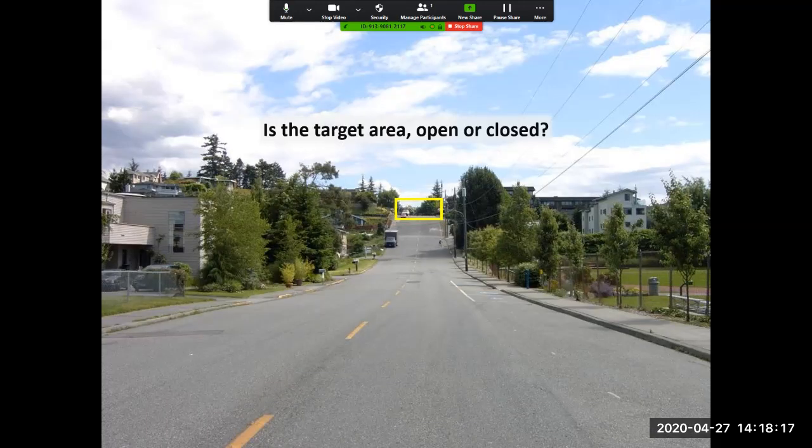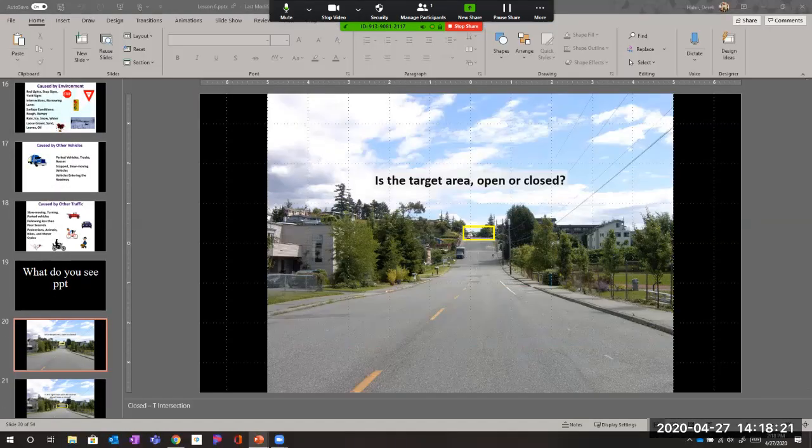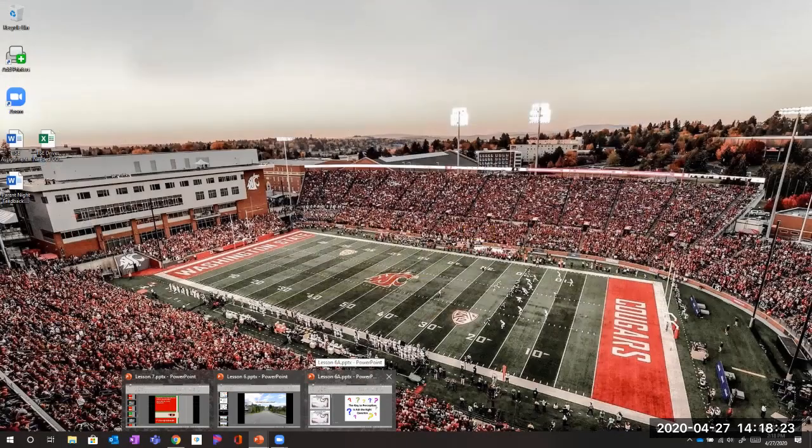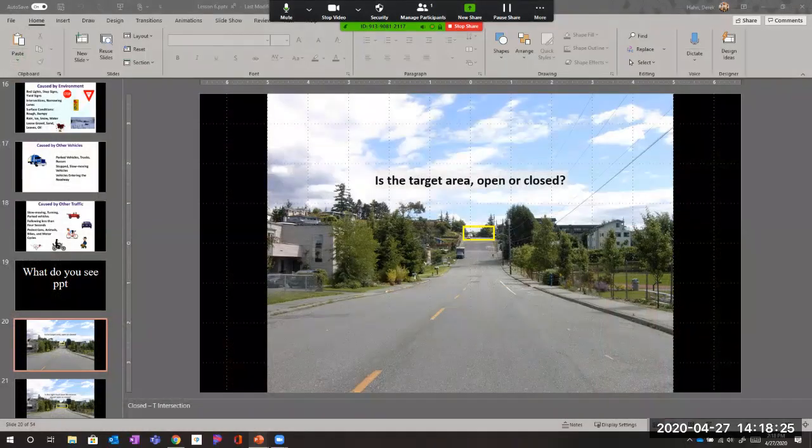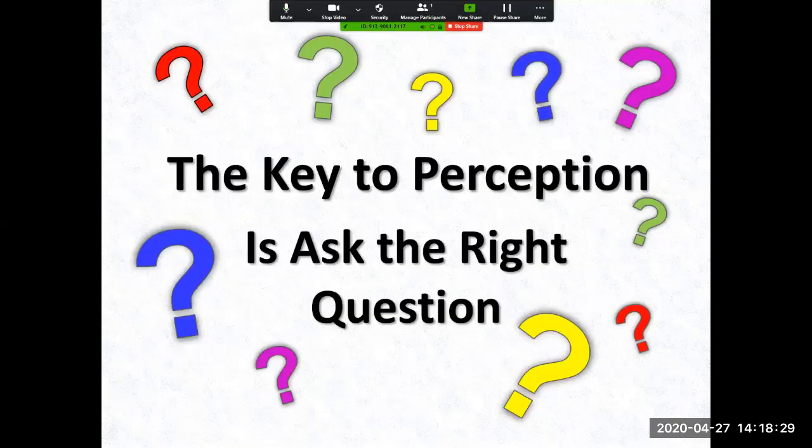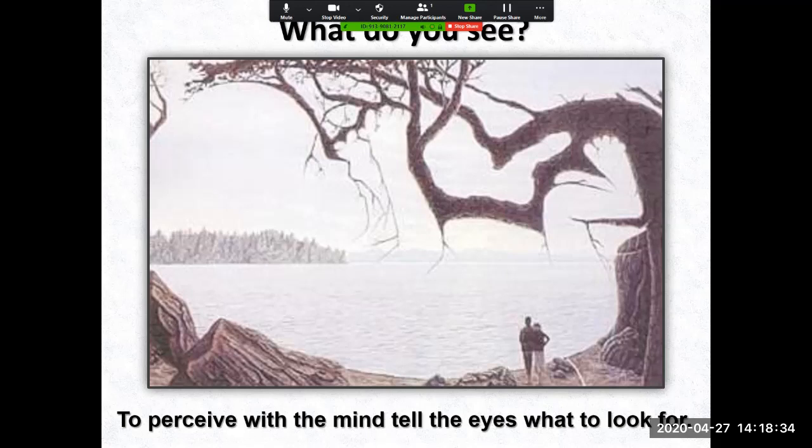Okay, so we're going to go back to this slide here in a bit, but we are going to talk about a different one real quick. So, what do you see? To perceive with the mind, to tell your eyes what to look for.